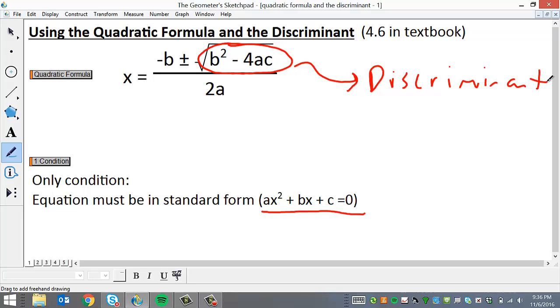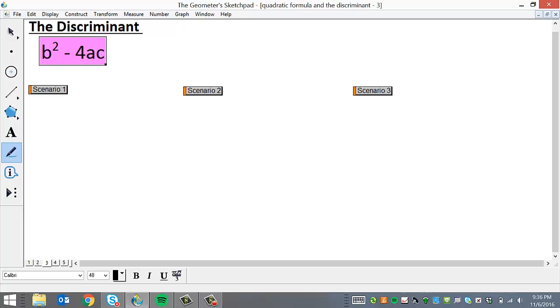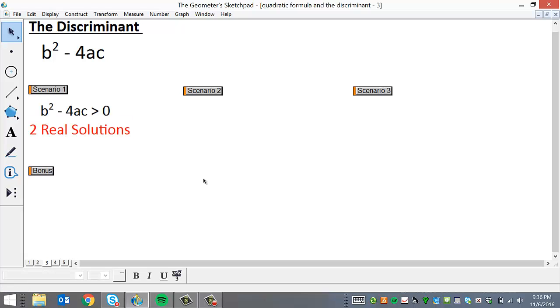Okay, so that's our discriminant. And there's a couple things that we can actually do with the discriminant. There are actually 3 different types of discriminant that you can have. So here's scenario number 1. Scenario number 1 is where b squared minus 4ac, so the discriminant, when you plug in your values based on your equation, you get a number greater than 0, so numbers that are positive. Whenever you have a discriminant that's greater than 0, a positive value, that's going to tell you 2 real solutions.